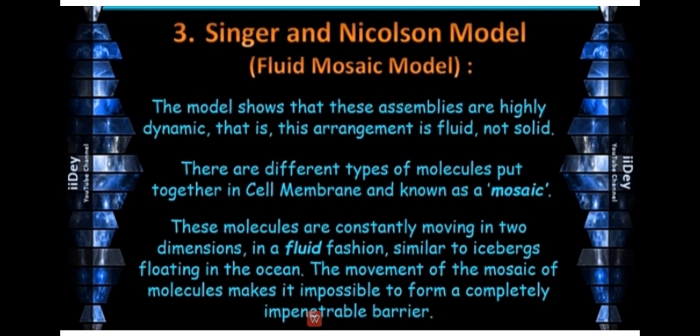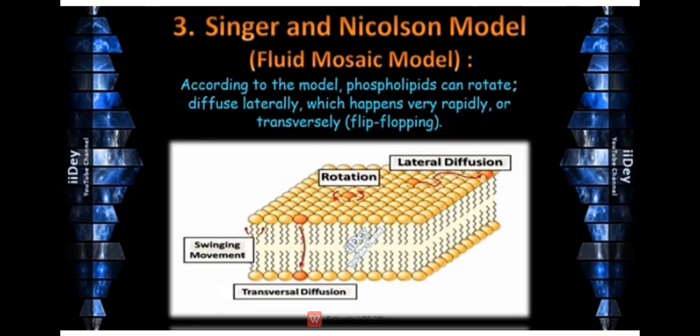The model shows that these assemblies are highly dynamic. That is, this arrangement is fluid, not solid. There are different types of molecules put together in the cell membrane, known as a mosaic. These molecules are constantly moving in two dimensions in a fluid fashion, similar to icebergs floating on the ocean. The movement of the mosaic of molecules makes it impossible to form a completely impenetrable barrier. So, Singer and Nicolson's fluid mosaic model.